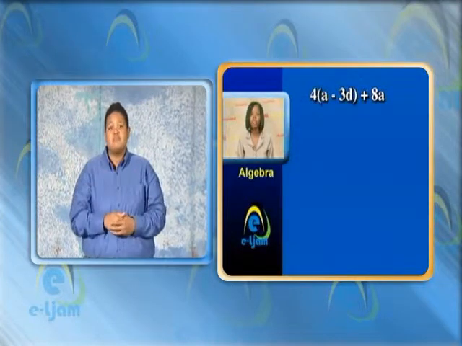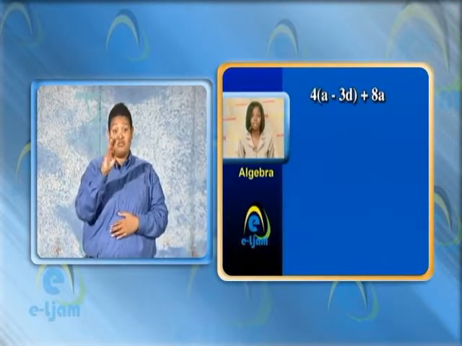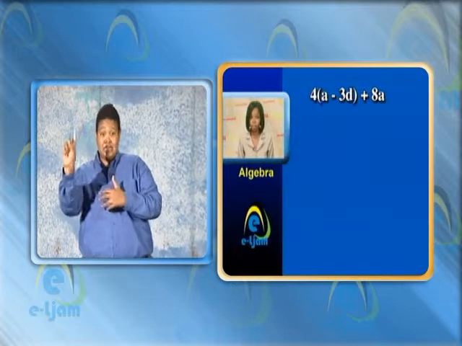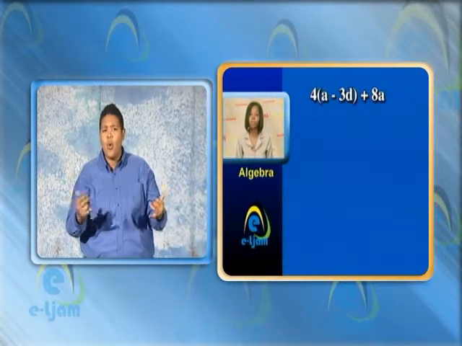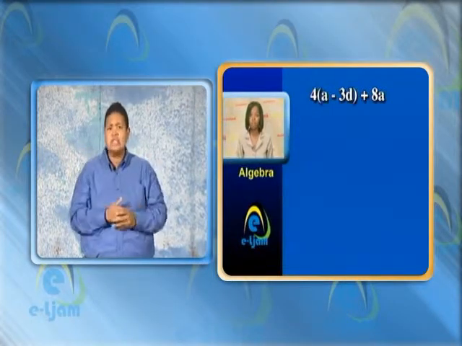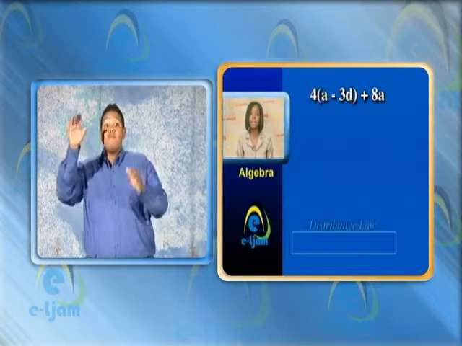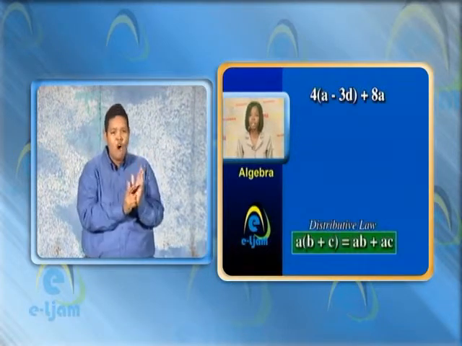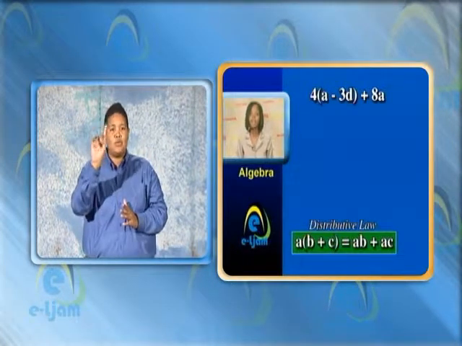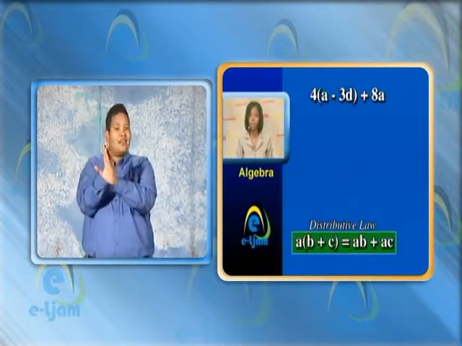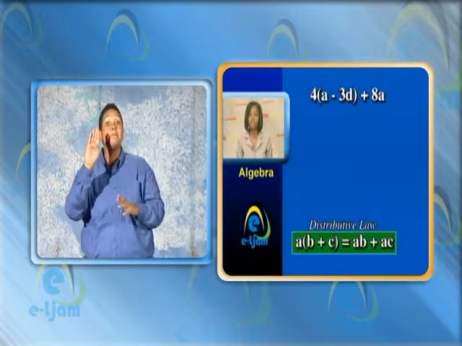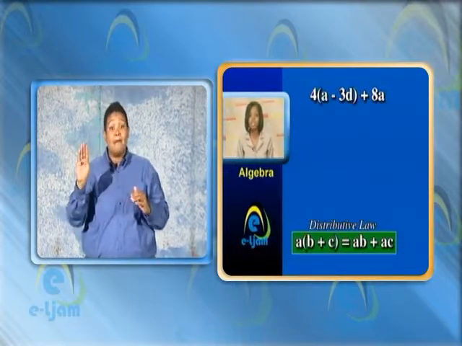Let's look at another expression. 4 times a minus 3d plus 8a. In this example, we have brackets. So let us look quickly at what to do with our brackets. In order to remove brackets, we apply the distributive law. This law instructs us to multiply each term inside the brackets by the term that is outside. So a times b plus c is equal to ab plus ac.